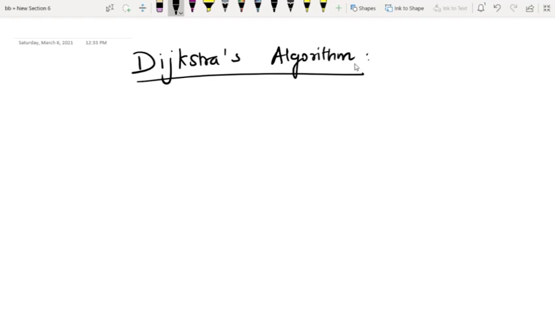Dijkstra's algorithm or Dijkstra's algorithm, it doesn't matter whichever way you pronounce it. It matters what it exactly does. Okay, so Dijkstra's algorithm solves a problem in the graph data structure.